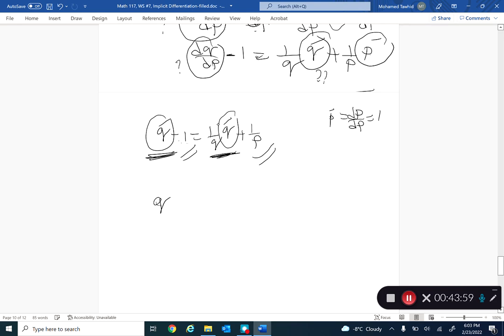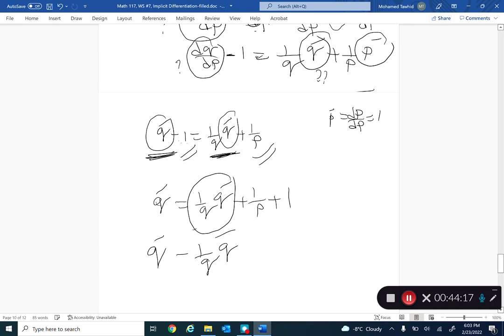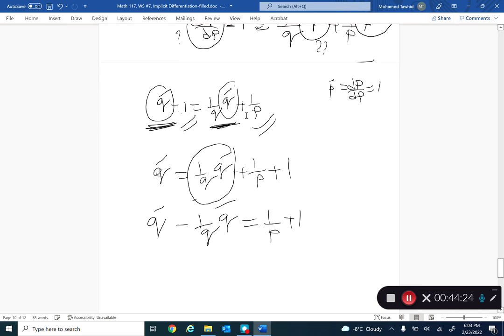So what do you have? You have q prime equal 1 over q prime, and here 1 over p. When I take minus 1 to the other side, you get 1 plus 1. And this term has q prime, so I have to take it to the left. You have minus 1 over q prime, equal to 1 over p plus 1.